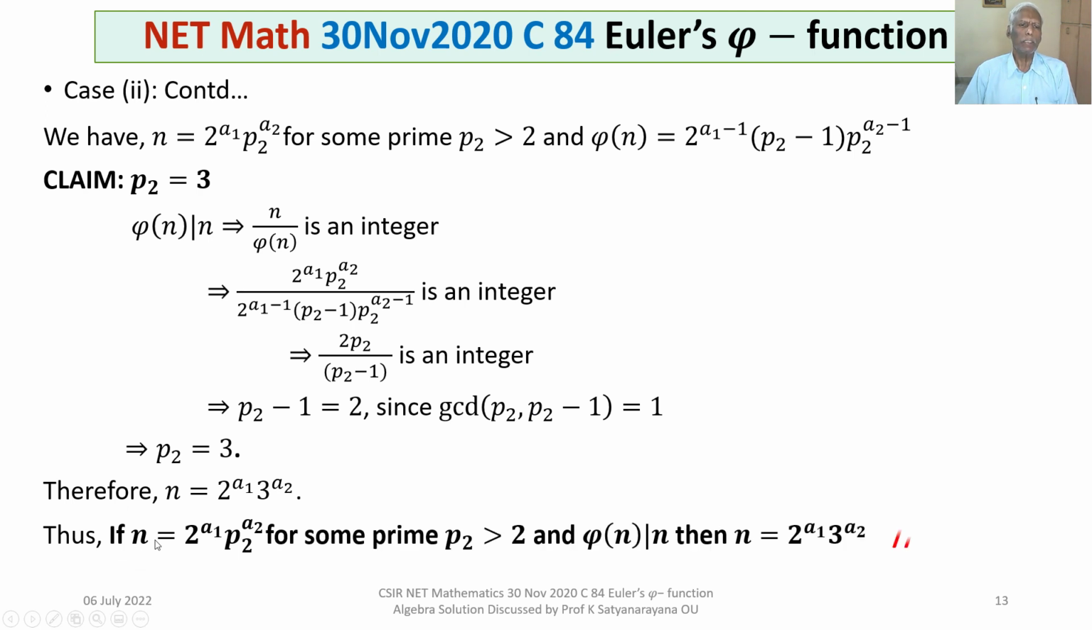If n is equal to 2 to the power of a1 into P2 to the power of a2 for some prime P2 greater than 2, and phi of n divides n, this is a must condition, then n is equal to 2 to the power of a1 into 3 to the power of a2. Thus, our claim is fulfilled, and that's what I wanted to tell you about this case too.